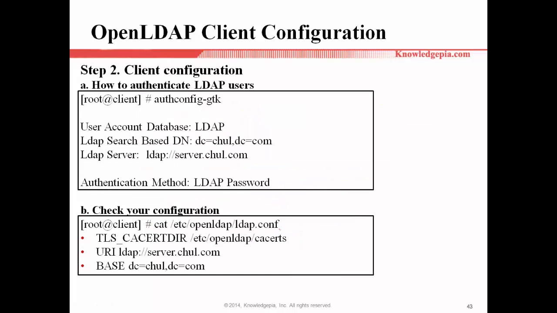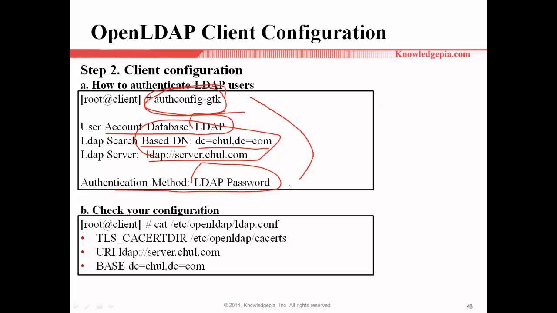Step 2, client configuration. In the previous step, step 1, we already installed authconfig-gtk. If we open this one, we can define the user account database. In our case, we will select LDAP, and the base DN, in my case, dc=chur,dc=com, and the LDAP server, ldapserver.chur.com. This is my LDAP server. And the authentication method will be LDAP password.